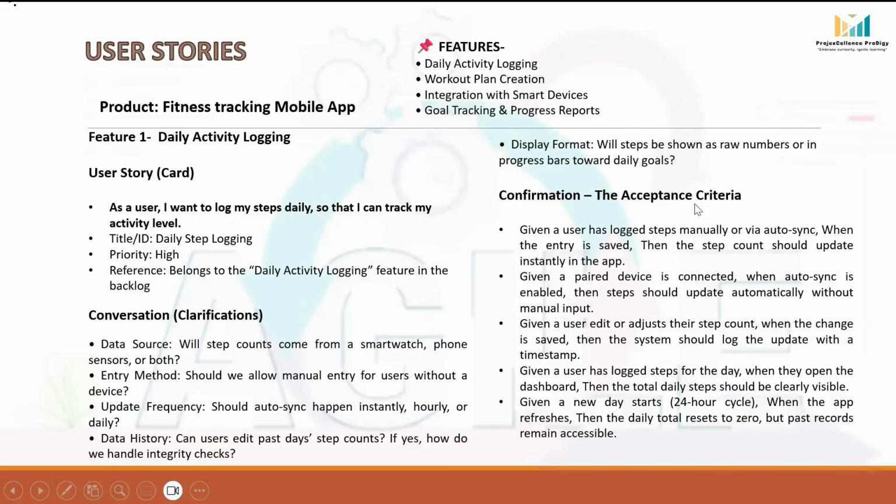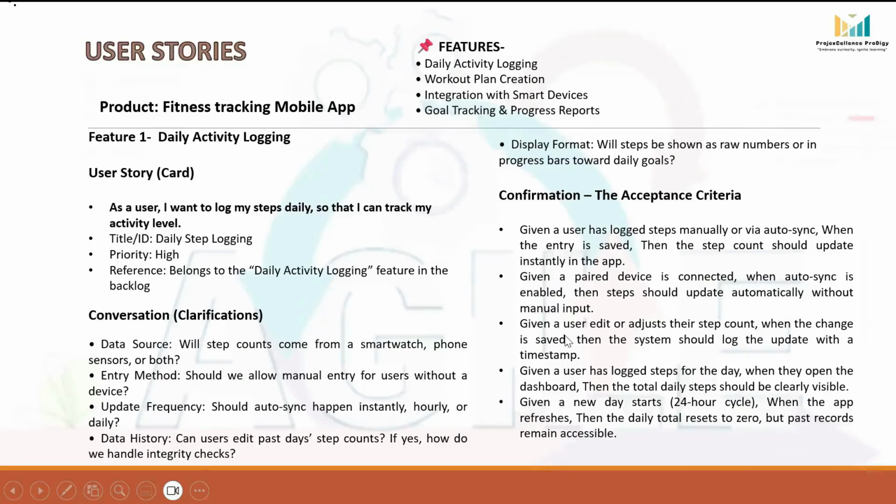So for our user story, the acceptance criteria would be: given a user has logged steps manually or via autosync, when the entry is saved, then the step count should update instantly in the app. So it is always in the given, when, then format. So for logging steps, if a user logs their steps whether manually or through autosync, then the app should immediately update and display the new step count. The second acceptance criteria for this user story is: given a paired device is connected, when autosync is enabled, then steps should update automatically without manual input.